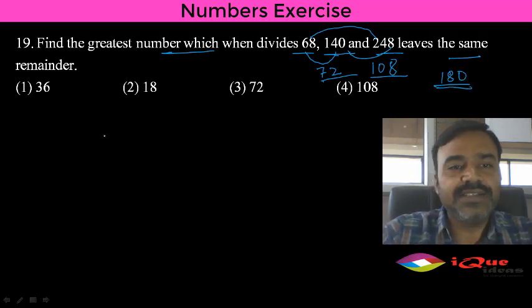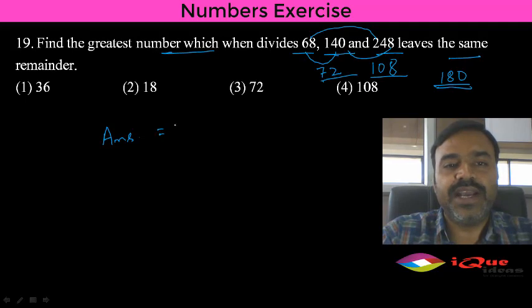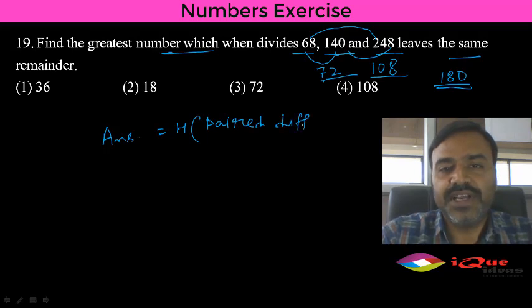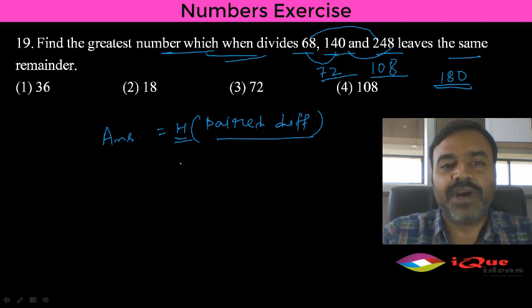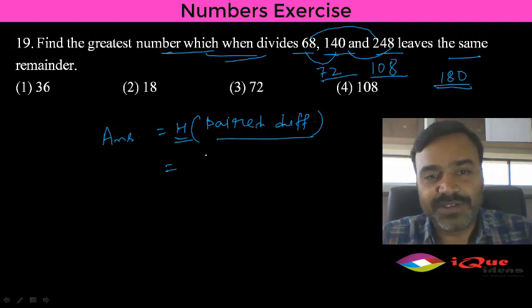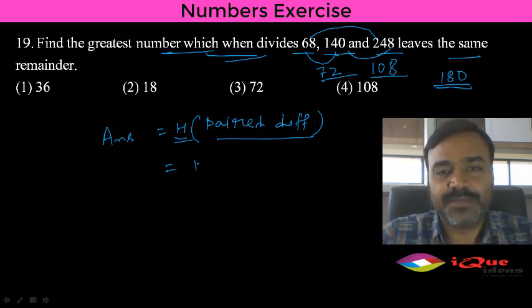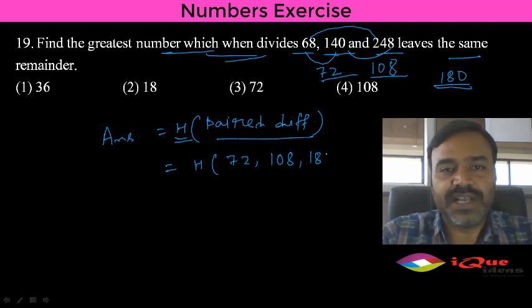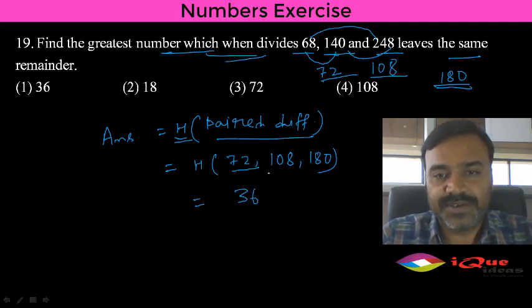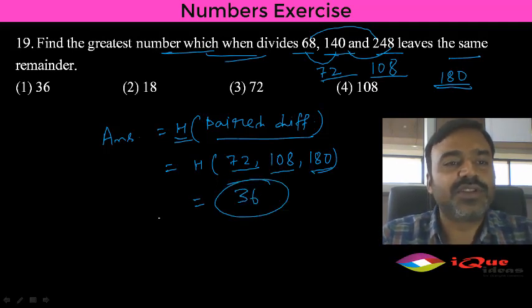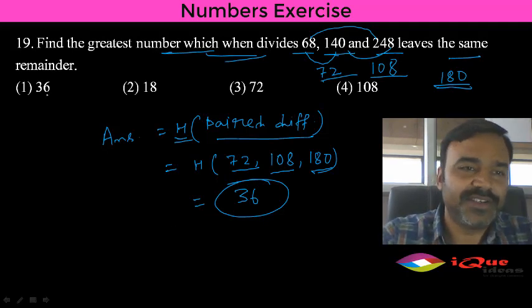Right? Now, your answer is straight away equal to the HCF of paired differences. We have already calculated the paired differences. Okay, in such questions, just remember the language: directly, the answer is equal to the HCF of paired differences. Right? That is where the importance of my theory video lectures comes in. So, HCF of 72, 108 and 180. You can calculate, it is coming out to be 36. Because 36 goes 2 times in 72, 3 times in 108 and 5 times in 180. So 36 is that greatest divisor.